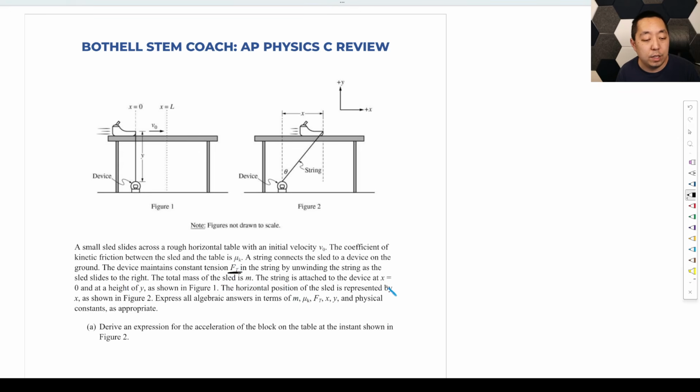The string is attached to the device at x equals 0 and a height y here. The horizontal position of the sled is represented by x as shown in figure 2. Express all algebraic answers in terms of m, mu, Ft, x, y, and physical constants. Derive an expression for the acceleration of the block at the time instant shown.